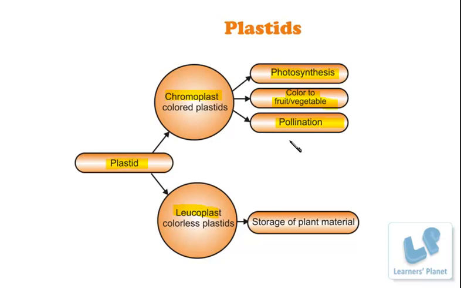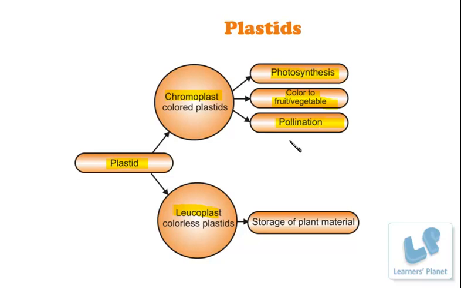Now, what type of role are these chromoplasts playing over here? Doesn't this question come to your mind? The answer is that these pigments or these colors are actually attracting the insects towards them, and therefore they play an important role in the process of pollination.